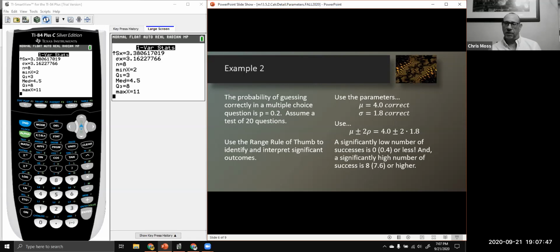Well, 7.6. Since I can't have 0.6 of a correct answer, I'll round that guy up to 8 correct answers. So if I'm guessing on 20 questions in this situation and I get 8 or more correct, I've done very well. I have a significantly high number of correct guesses.